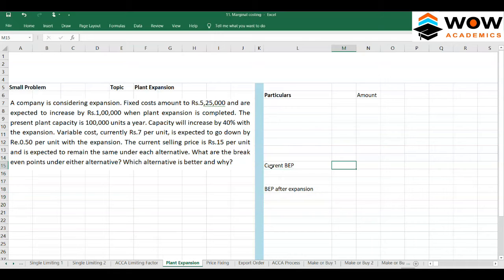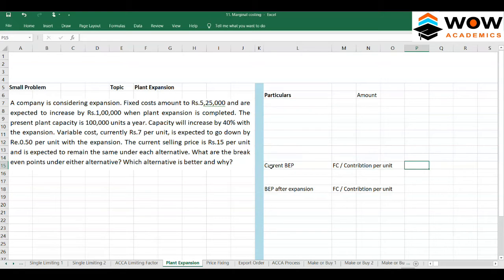Either way the formula is going to be the same: fixed cost divided by contribution per unit. So we'll work out both. The fixed cost is going to increase, right?